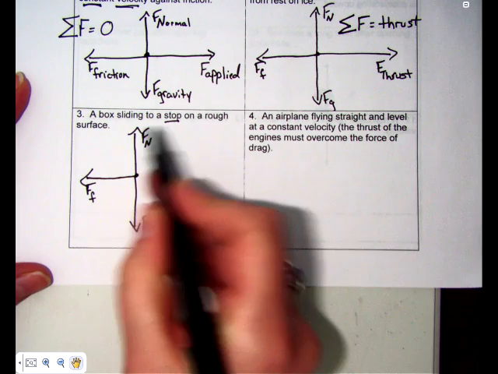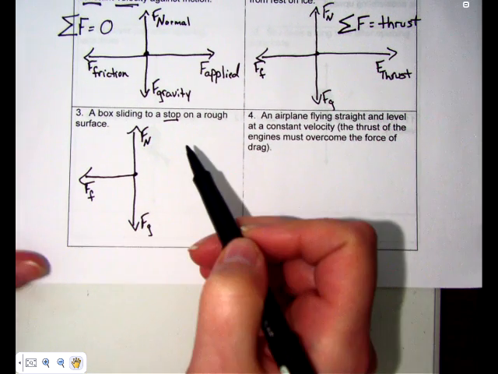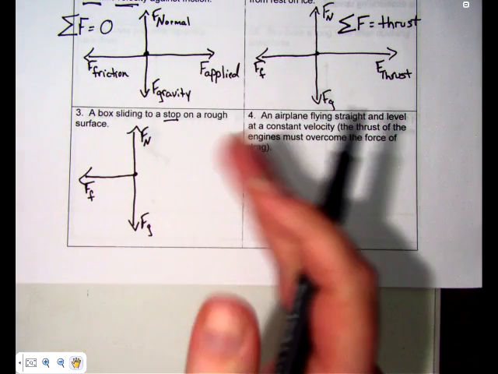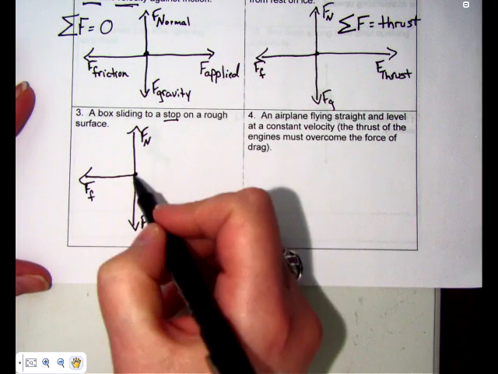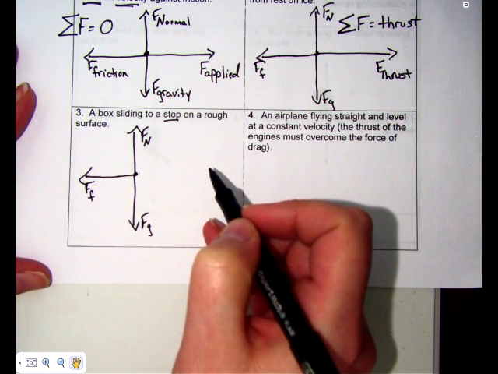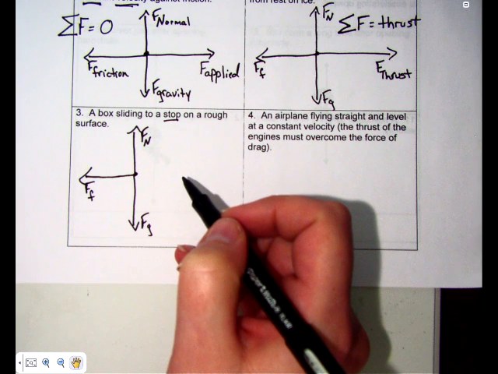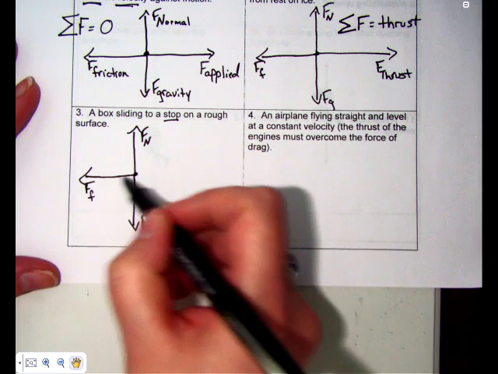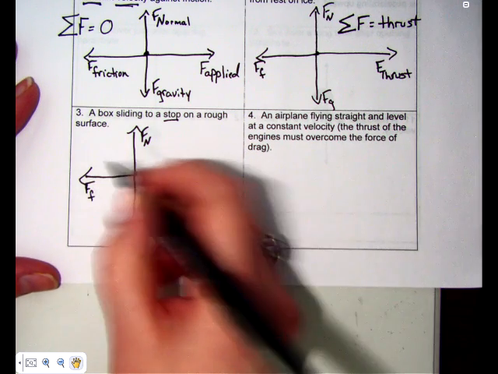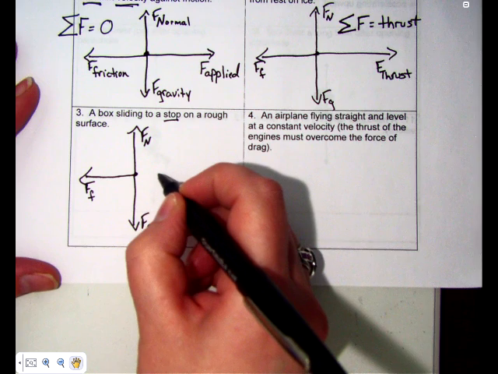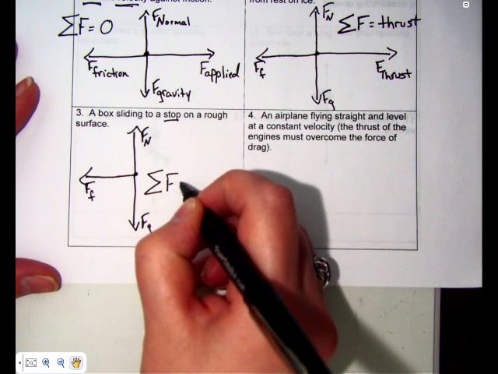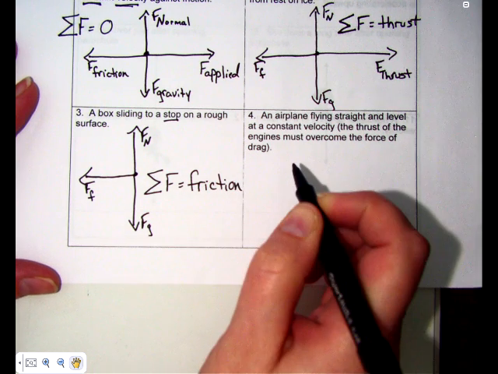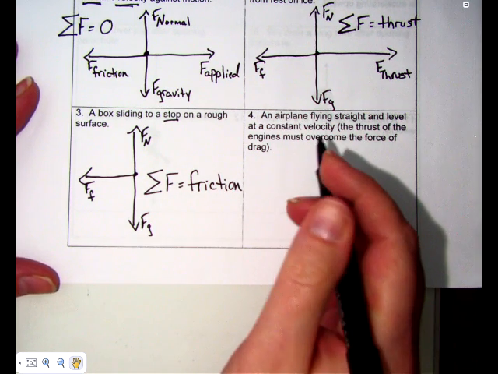There is no applied force necessarily. It doesn't say that, it just talks about that moment in time when it's sliding to a stop. So there's no applied force in this case. It's already in motion and now it's coming to a stop. And because the friction is overcoming that motion, we say that the net force is equal to the friction, or the frictional force. But we don't have a number, so we just refer to it as friction.